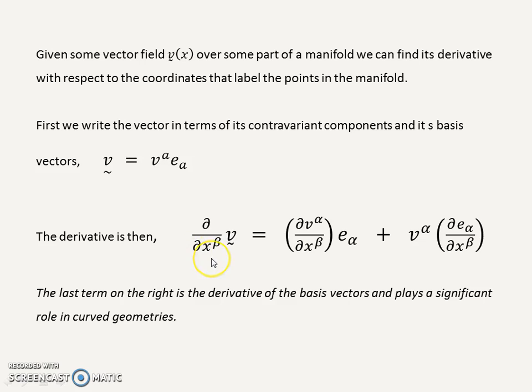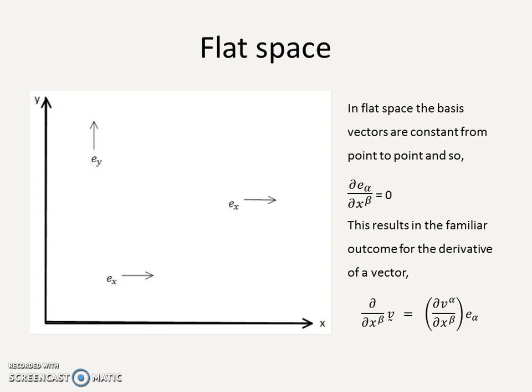And so the derivative then, just using the standard product rule that we are all familiar with, gives us the derivative of the vector components times the basis plus the components times the derivative of the basis. Now the last term normally doesn't appear when we're talking about flat space, the usual partial derivatives of things. When we're working in flat space, basis vectors are all constant, just like in the image here. The basis vectors don't vary from point to point, they're constant everywhere throughout the manifold, or at least in some region of the manifold, and so the derivative of the basis vectors is 0.